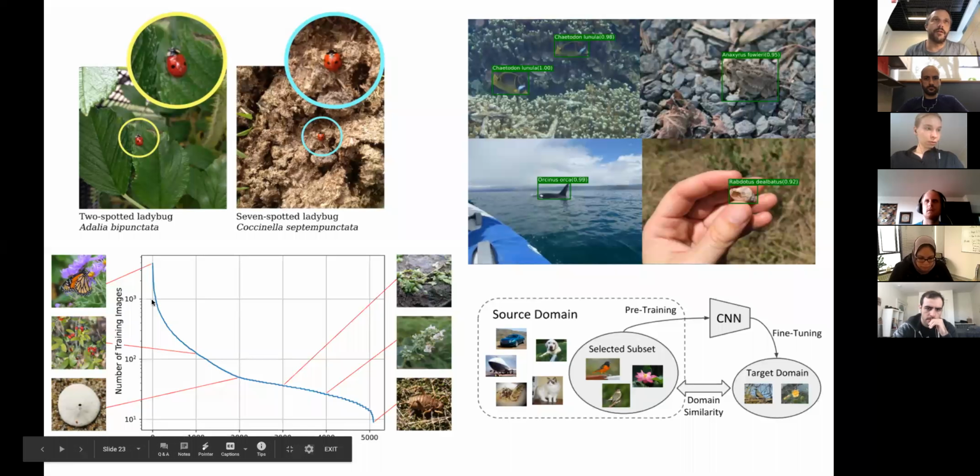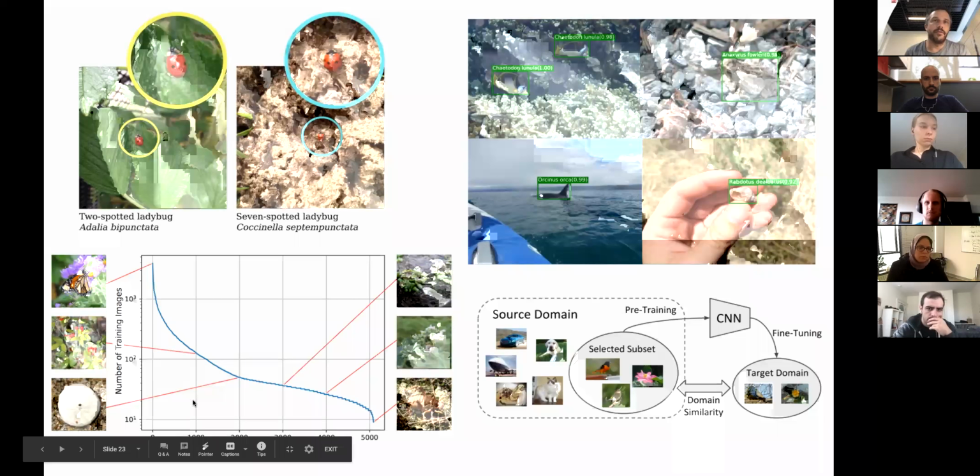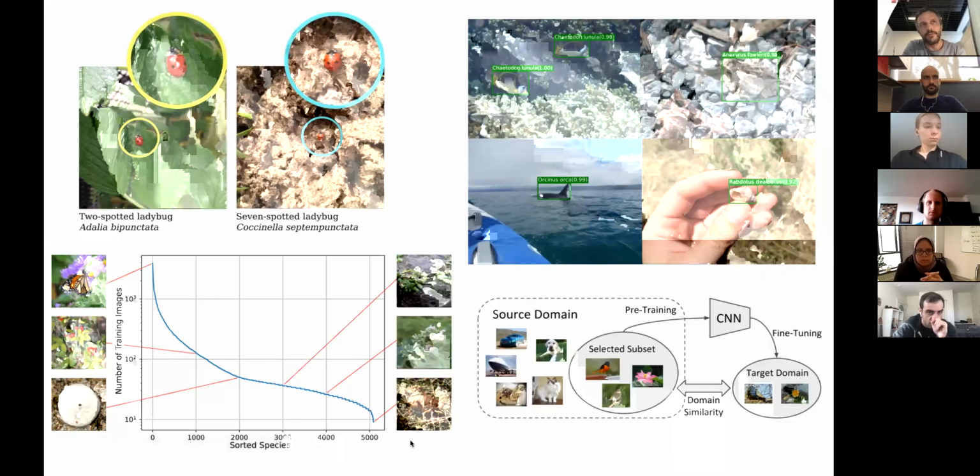What that means is that, for example, with plants and animals, there are certain categories like this monarch butterfly for which we have a huge amount of training images. And this is shown on a log scale, but there are certain species like this type of flower or this type of insect that have very few, maybe even just a handful of examples. So this is what in machine learning we would call few shot territory, or even one shot if you get down far enough.